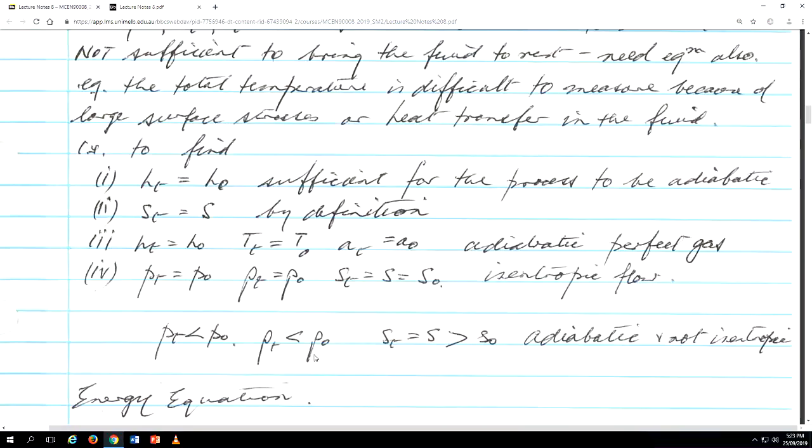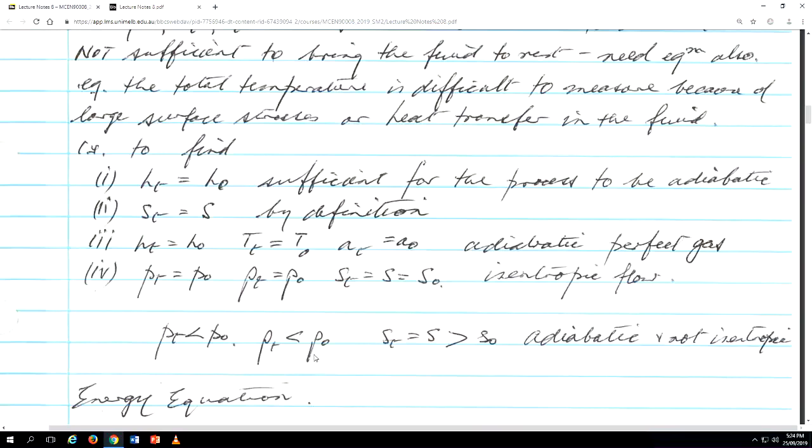So HT is equal to H naught, which means that the total temperature is T naught, and the total speed of sound is equal to A naught, and that's true for an adiabatic perfect gas. Only if it's isentropic will the total pressure be the upstream reservoir pressure, the total density be the upstream reservoir density, and the total entropy be the static entropy, which will be equal to S naught.